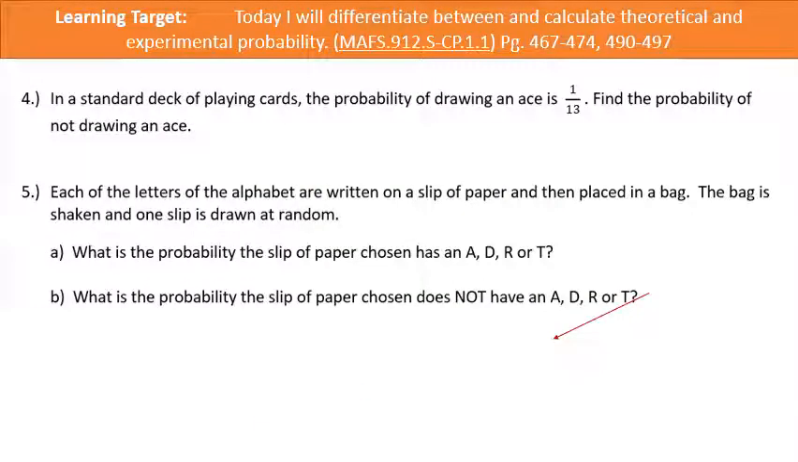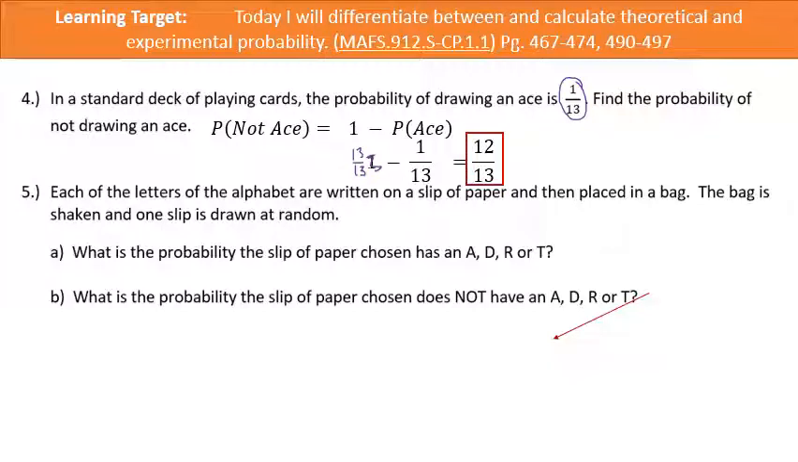Okay, in a standard deck of playing cards, the probability of drawing an ace is 1 over 13. Find the probability of not drawing an ace. All right, so the probability of not drawing an ace is going to equal 1 minus the probability that you do draw an ace. Well, what is the probability that you do draw an ace? They told us that. It's 1 over 13. So this is going to be 1 minus 1 over 13. Let's just change 1 into a fraction that makes sense for us. 13 over 13. 13 minus 1, 12 over 13. And there's our answer. Done and done.